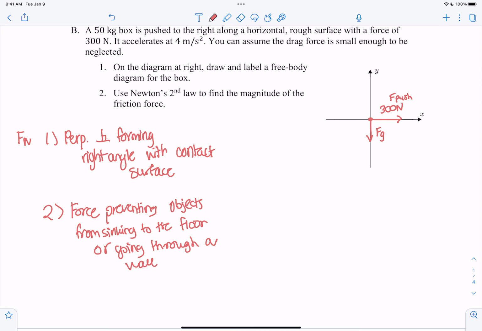You have to look at the force that's perpendicular to the contact surface, and then think about it as the force holding an object up, preventing it from sinking to the floor. In that case, that would be in the y direction. And if you have your hand on the wall, that would be the force that's preventing you from going through the wall. So that's going to be in either the positive x or negative x direction, depending on the directions you've defined, and what direction you have your hand pointing in.